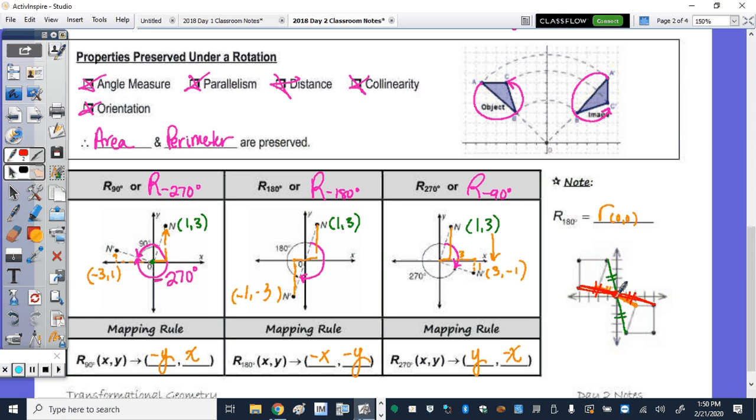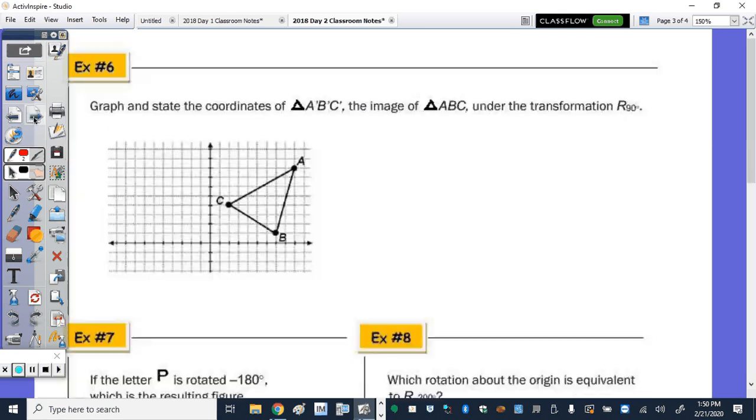All right, number 6. Graph and state the coordinates of A prime, B prime, C prime, the image of triangle ABC under the transformation. So we're doing a rotation of 90 degrees. Okay, so I'll take one point, say A for example. Well, first I'm going to write down all the coordinates of my pre-image or original triangle here. So take a minute, write down the coordinates.